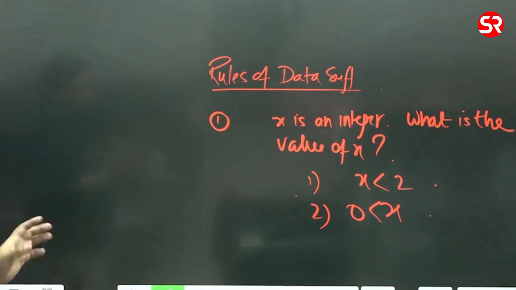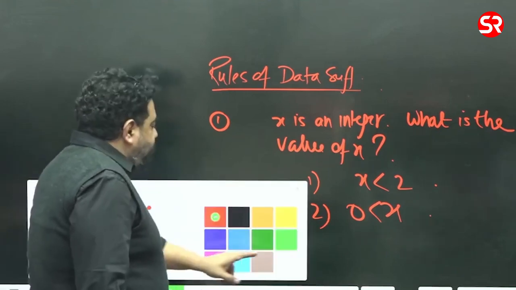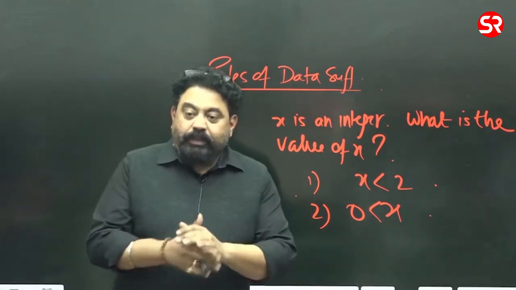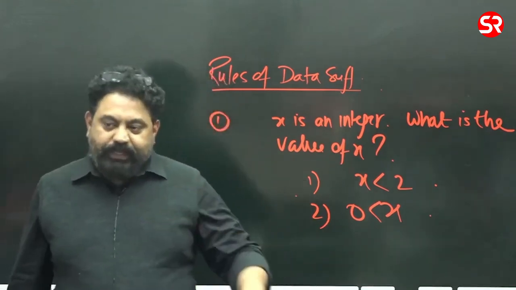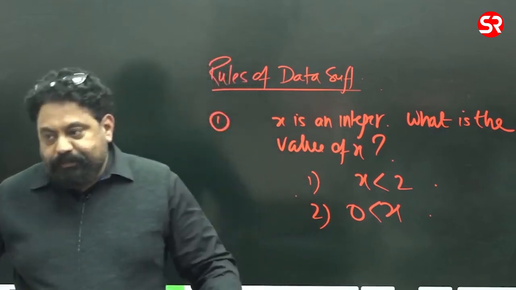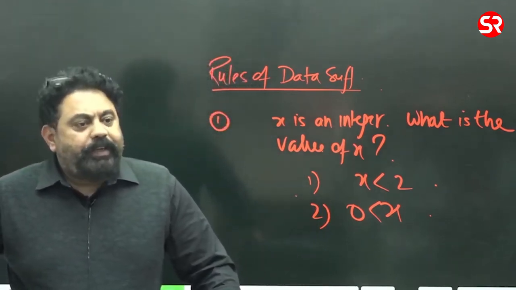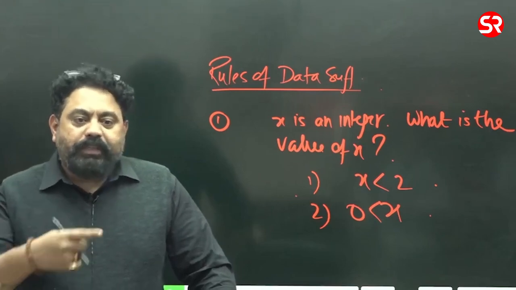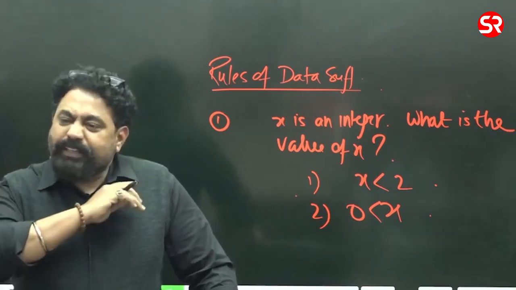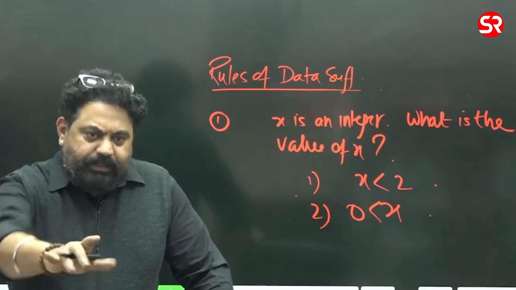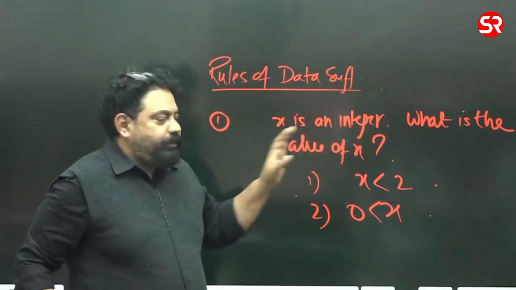Now how do you do this? Let me give you one intervention. Listen carefully. From today, whenever you see data sufficiency, you will do data sufficiency my way, not any other way. Right? Now look at this. What is the question? X is an integer. What is the value of x?